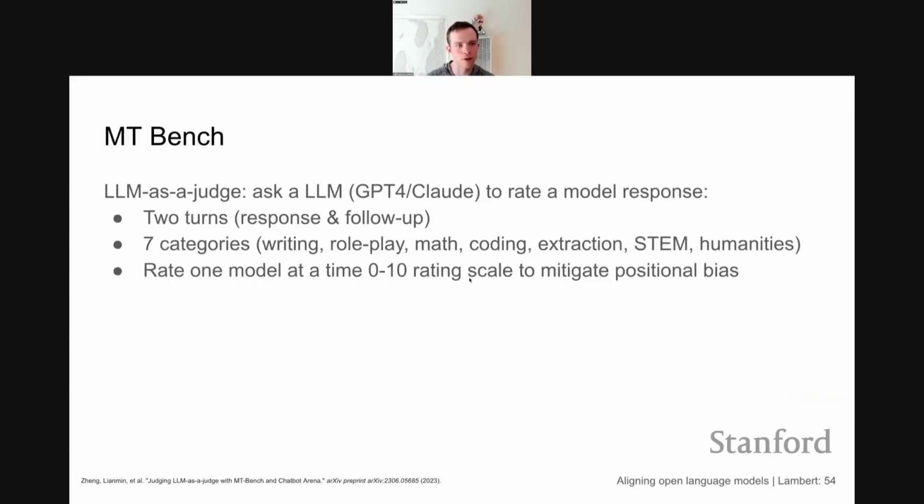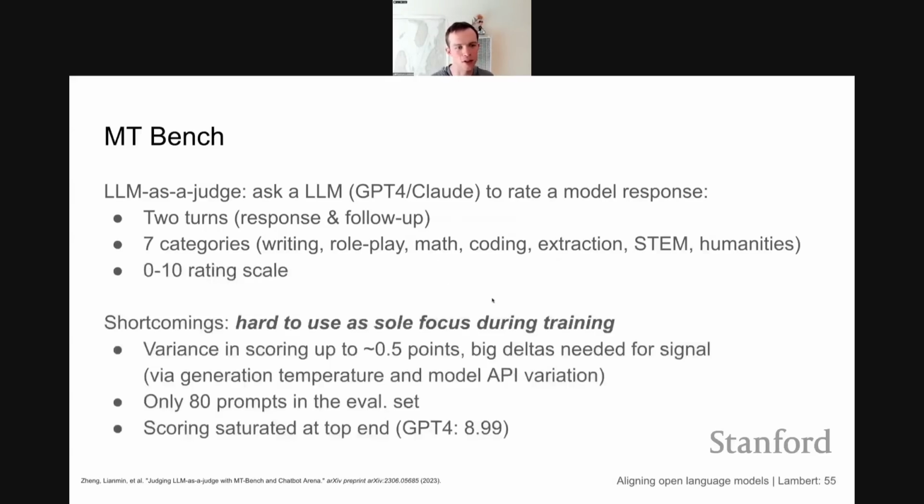MT-Bench is pretty similar, where instead of comparing to one model, you ask a language model to provide a score to a list of prompts. So if I have a model I'm training, I generate the completion to 80 diverse prompts, and then I ask GPT-4, hey, from 0 to 10, how good were each of those completions? This is good, but it runs into the same problem: what if our model is getting really good? It becomes saturated. GPT-4 only gets to about 9, and there's only about 80 prompts in the evaluation set. And one of the nuance points is that there's actually variance.